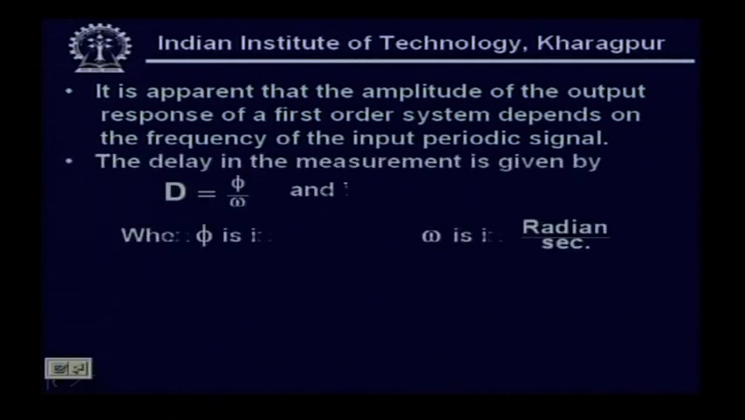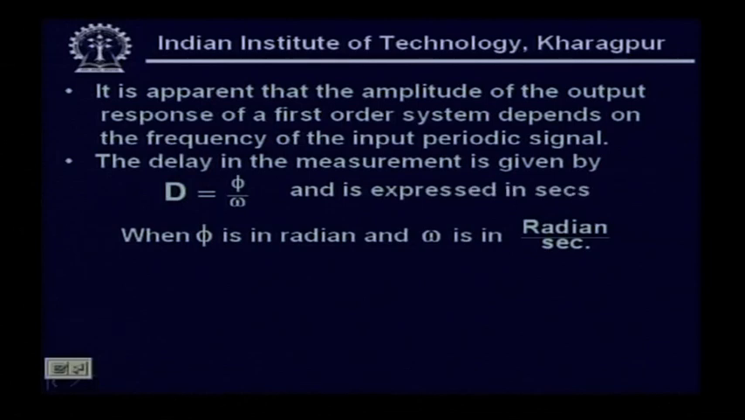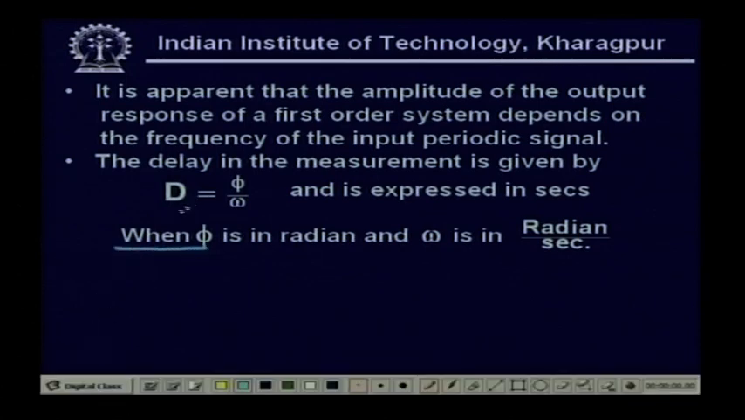The delay in the measurement is given by phi by omega and is expressed in seconds, where phi is in radians. I am sorry, this will be, where phi is the radian and omega is in radians per second, right.